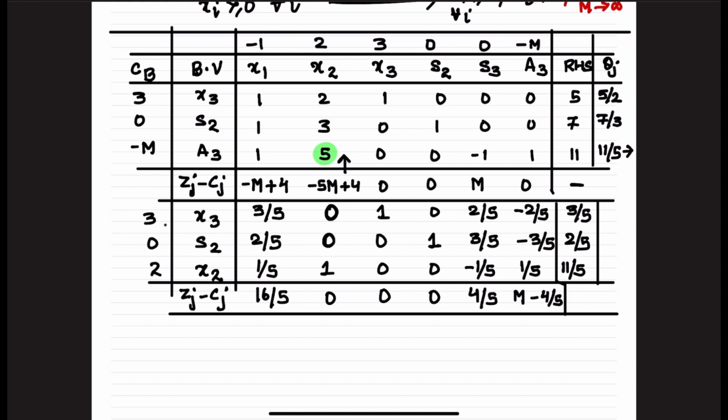Now we calculate the z value because there is no artificial variable. So the z value is 9 by 5 plus 22 by 5, so that is 31 by 5. The Zj minus Cj has all non-negative entries. This implies optima reached. For a maximization case, this is the optima.